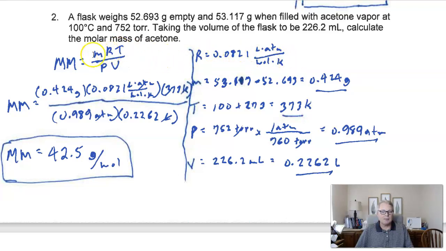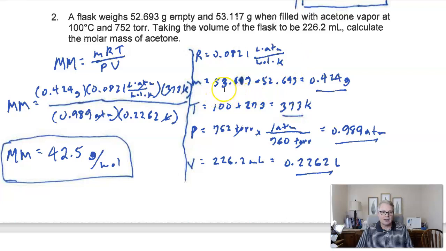Okay, well, what about the mass of the acetone? How am I going to figure that out? Well, I know that when I filled it with acetone vapor, it was 53.117 grams. So my acetone was what, 53.117 grams? No, that's how much the flask and the acetone weighed. So how could I figure out how much just the acetone weighed? Well, I know the flask weighs 52.693 grams empty. Couldn't I just subtract off the mass of the flask from the flask and the acetone, and wouldn't that just give me the acetone? Sure.